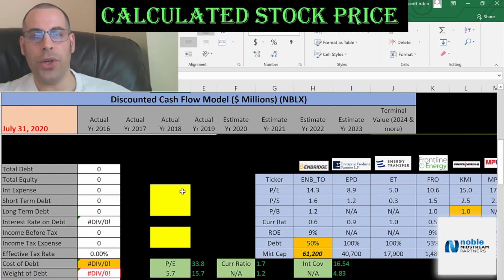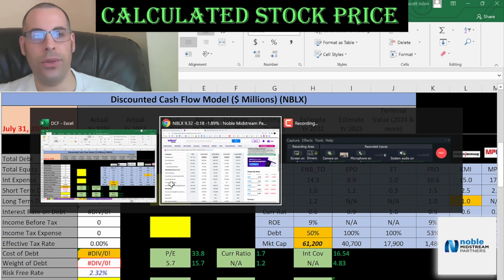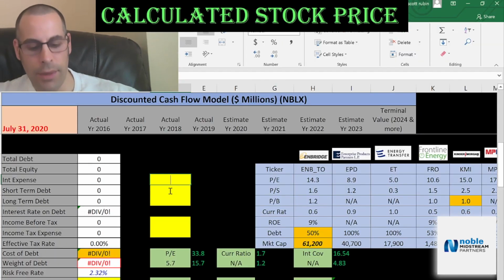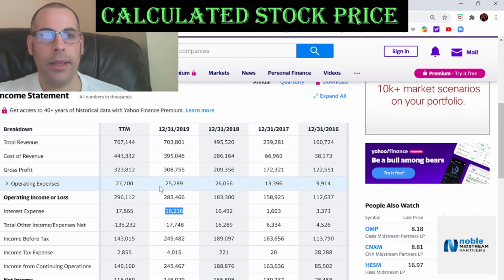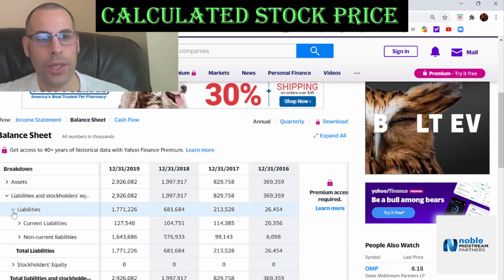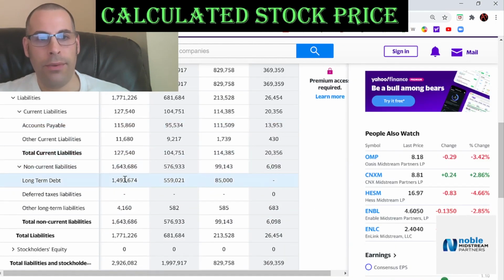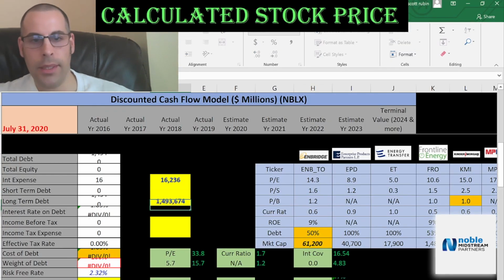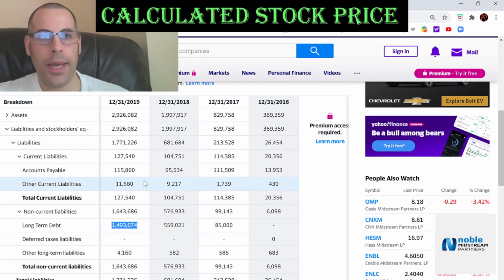Let's look at the capital structure of the company so we know what discount rate to apply to the future cash flows. They pay $16 million of interest on their debt. Let's go to the balance sheet to see how much debt they have. We'll go to the liability section. They have $1.5 billion of long-term debt. That's debt due after 12 months. Let's see how much taxes they pay.